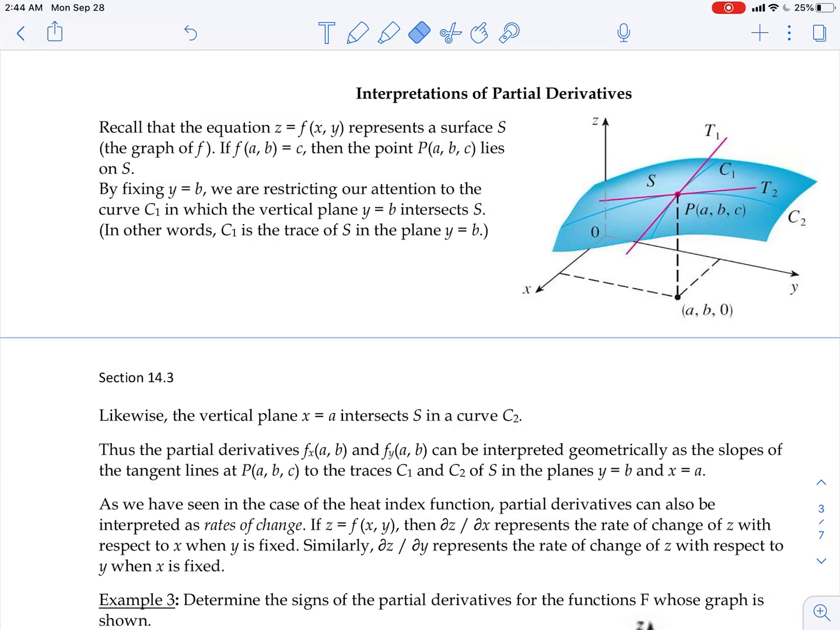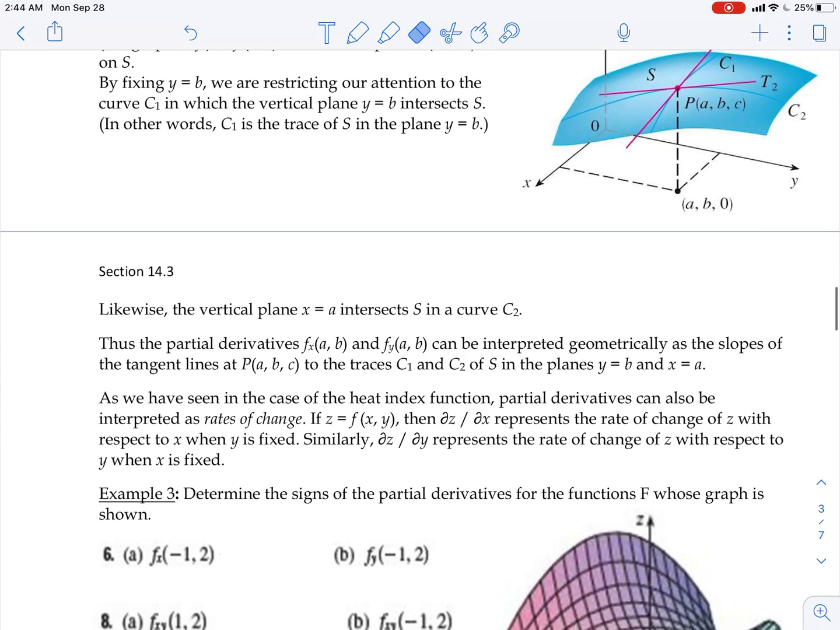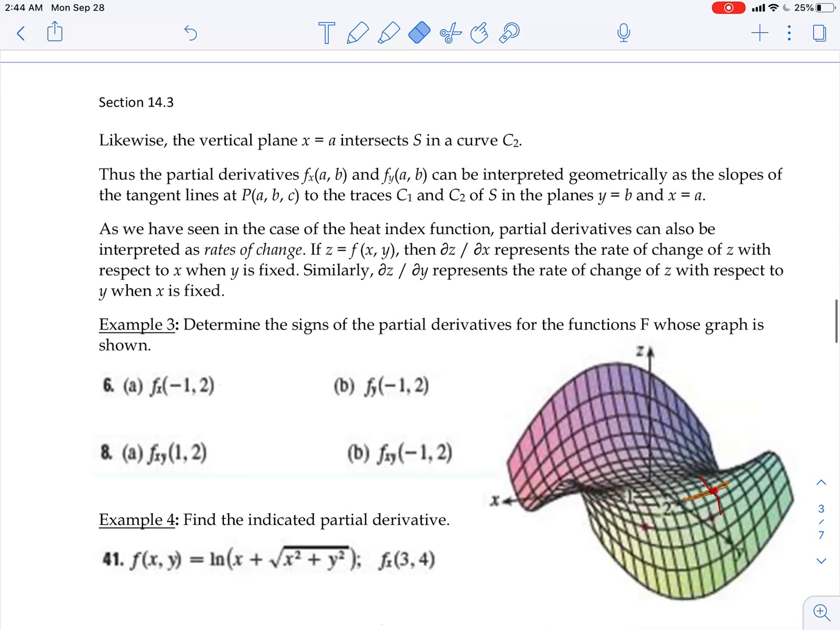In other words, C1 is the trace of S in the plane y equals b. Likewise, the vertical plane x equals a intersects S in a curve C2. Thus, the partial derivatives f sub x of (a, b) and f sub y of (a, b) can be interpreted geometrically as the slopes of the tangent lines at the point (a, b, c) to the traces C1 and C2 of S in the planes y equals b and x equals a.